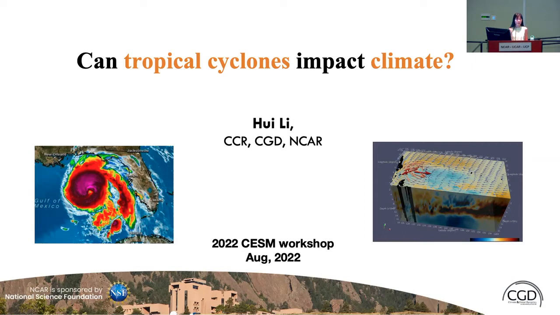But there is another aspect to this question. The question we're trying to answer in my research is, can tropical cyclones affect the larger scale climate? So basically we're asking, can these extreme weather events have an effect on larger scale and bigger scale climate phenomena?